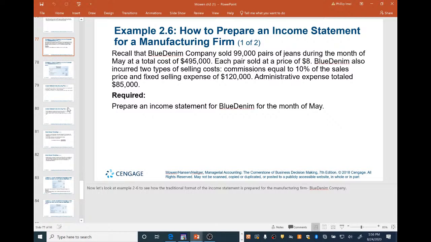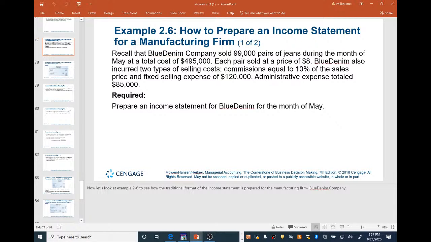Okay, let's look at the income statement that we just glanced at. But right here is another example. So recall that Blue Denim Company sold 99,000 pairs of jeans during the month of May at a total cost of $495,000. Each pair sold at a price of $8. Blue Denim also incurred two types of selling costs: commissions equal to 10% of the sales price, and a fixed selling expense of $120,000. Administrative expense totaled $85,000. So they want us to prepare an income statement for Blue Denim for the month of May. So how would we go about doing that?